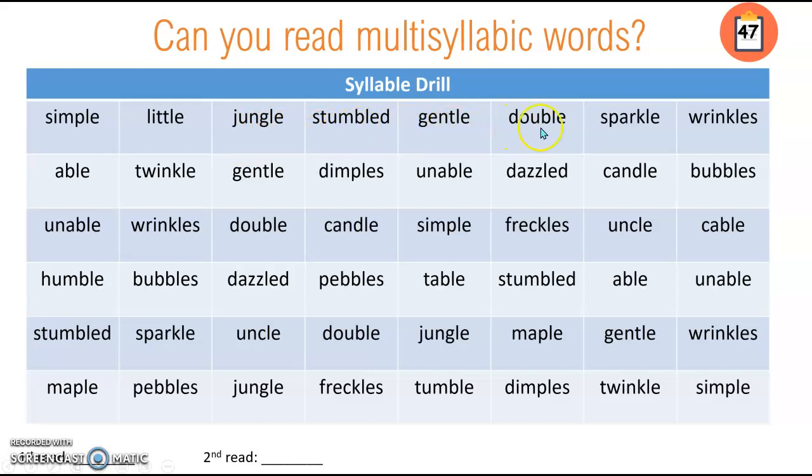stumbled, gentle, double, sparkle, wrinkles, able, twinkle, gentle, dimples, unable, dazzled, candle, bubbles, unable, wrinkles, double, candle, simple, freckles, uncle, cable, humble, bubbles, dazzled, pebbles, table, stumbled, able, unable, stumbled, sparkle, uncle, double, jungle, maple, gentle, wrinkles, maple, pebbles, jungle, freckles, tumble, dimples, twinkle, and simple.